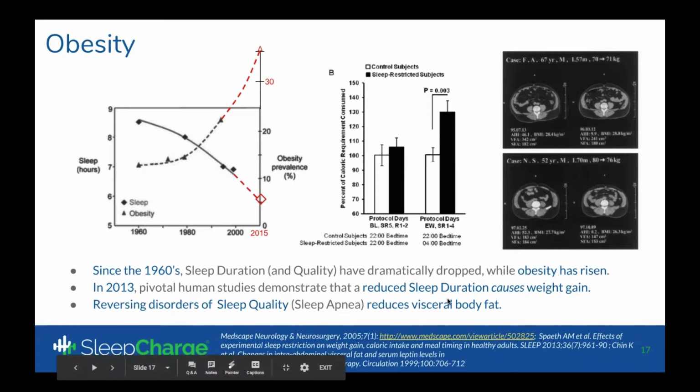Even more interesting is that when you look at not just sleep duration, but sleep quality again, and here we're looking at sleep apnea as a deterrent to sleep quality, it's a major cause of visceral body fat. And in this study here with CT scans, looking into the actual body itself and quantifying not just the subcutaneous fat, the fat that's under your skin that you might see, but the more disease-causing fat called visceral fat that lives in your body, around your organs, that also lives around your blood vessels. That visceral fat is actually increased in people who have sleep quality issues.